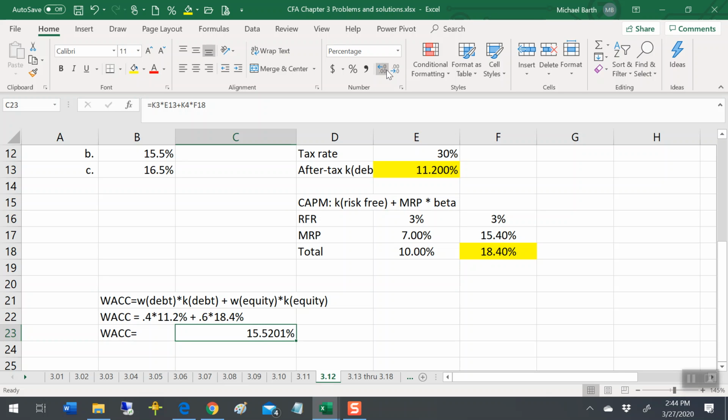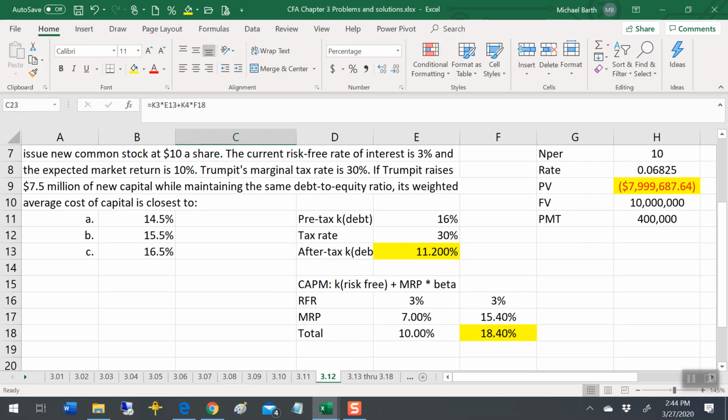And of my choices, the closest one is B, 15.5%. Okay, so a long, convoluted way of calculating cost of capital. That's a good test question.